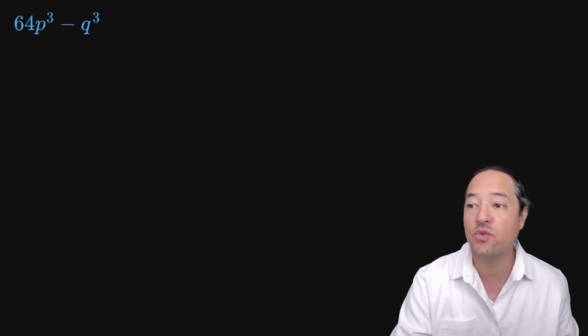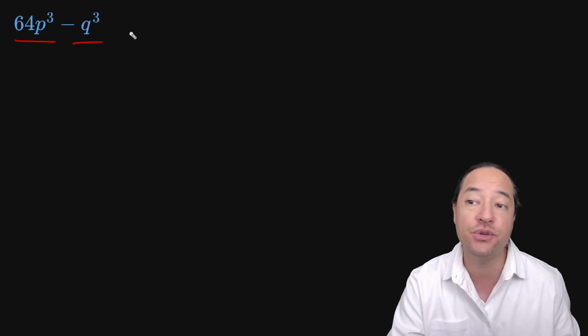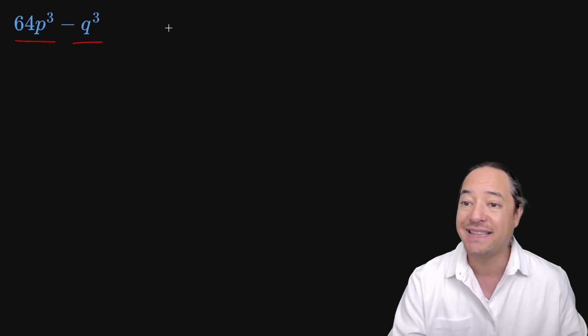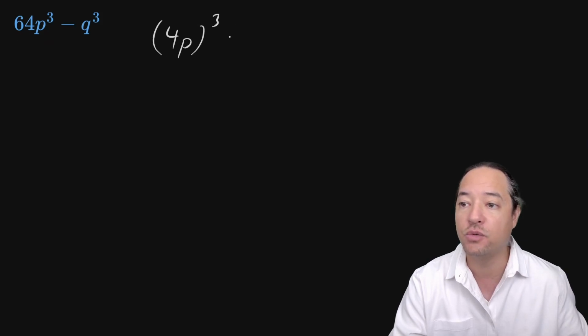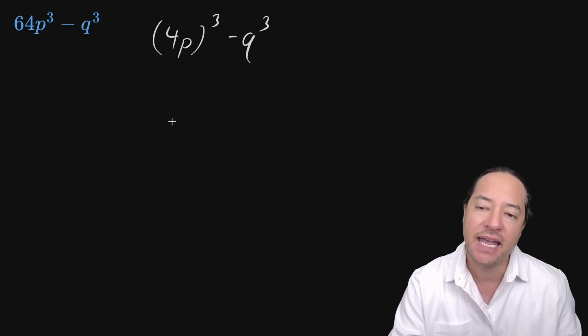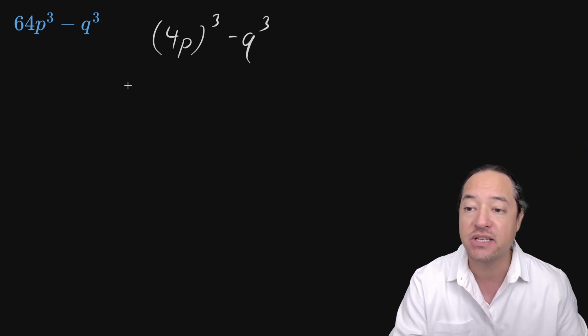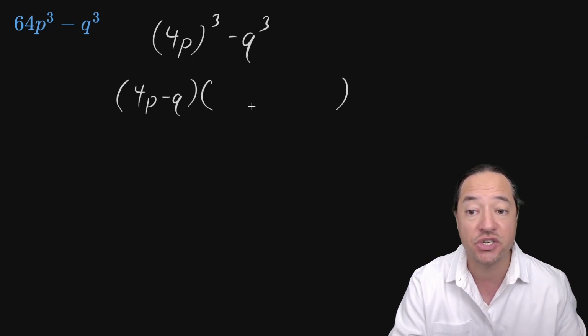All right, for this next one, we have cubes. Okay, this looks like the difference of two cubes. So I'm going to write this 64, that's the same as 4 cubed, so 4p quantity cubed minus q cubed. Okay, that's how we do this. And you should try and remember the formula here is going to be essentially a 4p minus a q multiplied by some quadratic expression here.